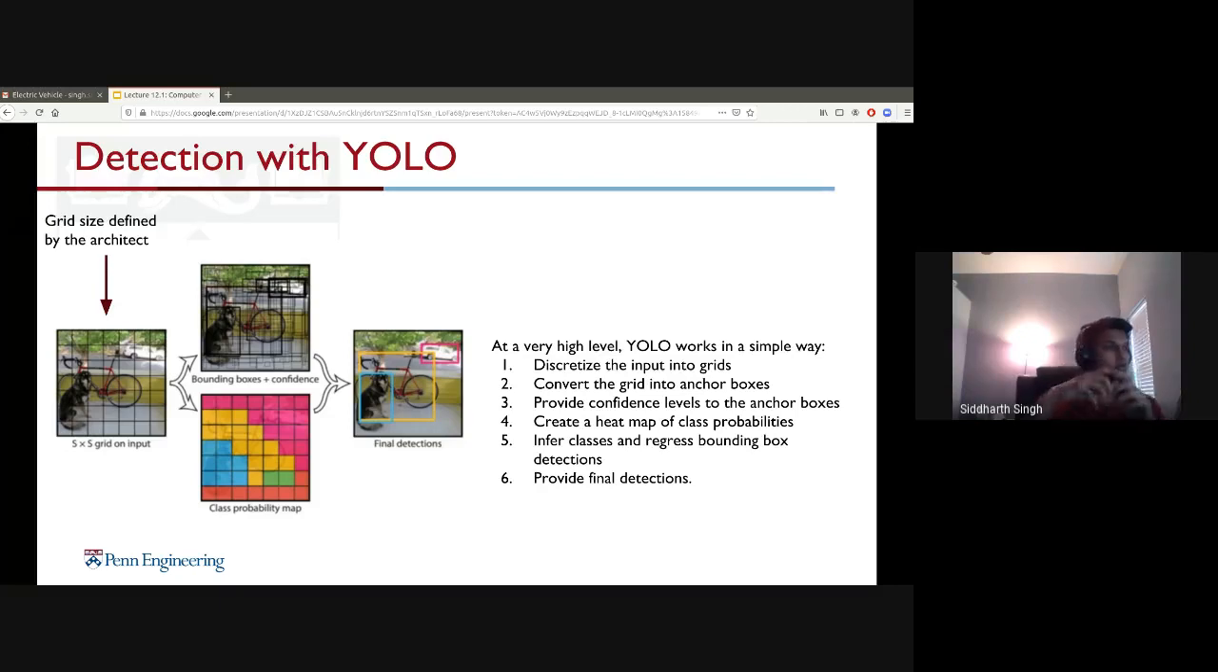Scale due to depth, you mean how big an object is or how small an object is?